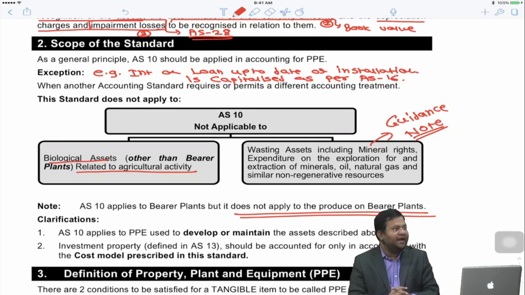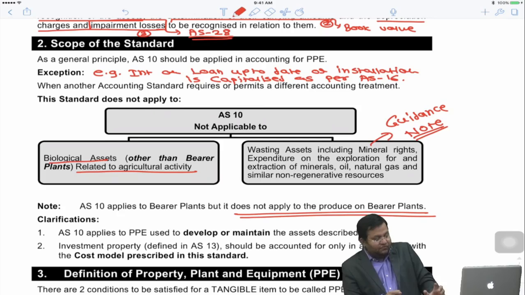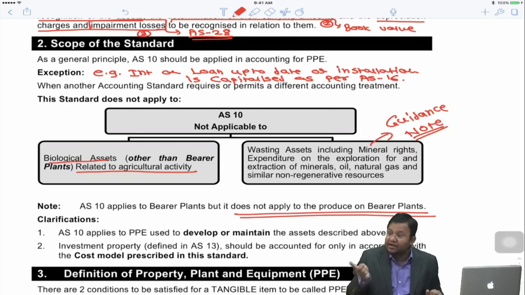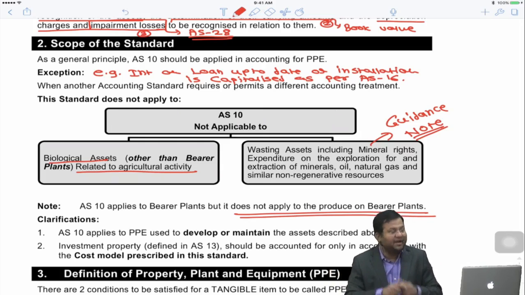This standard should be applied for accounting of plant, property and equipment except the areas which are covered by other standard. This standard should not be applied for biological assets related to agriculture. However, this standard should be applied for bearer plant. This standard should also be applied for livestock or animals for the time being, which meet the definition of property, plant and equipment.